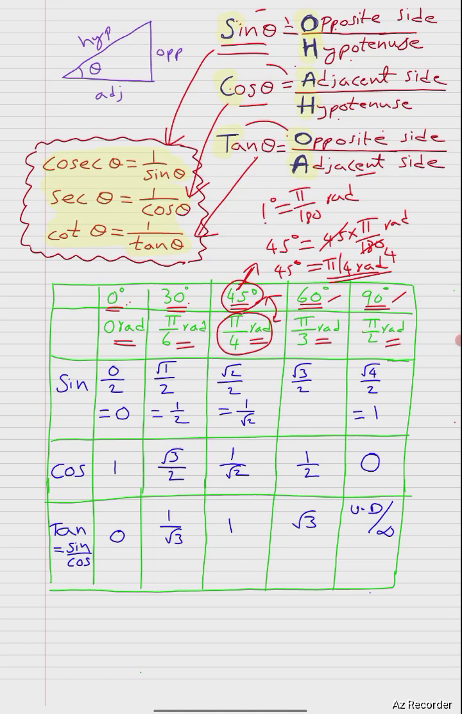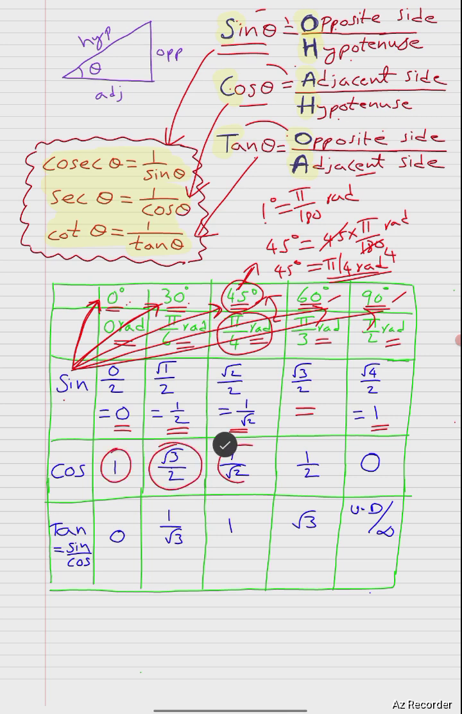Okay, now how to use this table? Now in this table, if you see, sine 0, the angle is 0, sine 0 is what? 0. Next sine 30, sine 30 is what? 1 by 2. Next sine 45, sine 45 is what? 1 by root 2. Sine 60, sine 60 is what? Root 3 by 2. Sine 90 is what? 1. Similarly, cos 0 is 1, cos 30 is root 3 by 2, cos 45 is 1 by root 2, cos 60 is 1 by 2, cos 90 is 0.